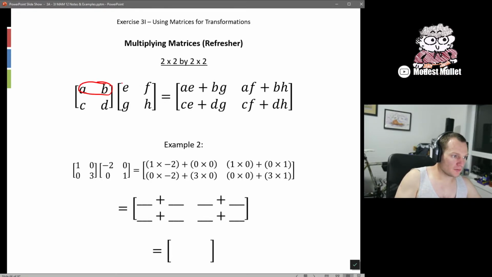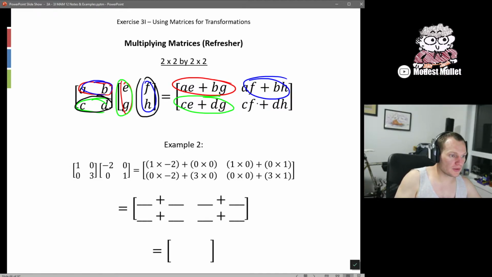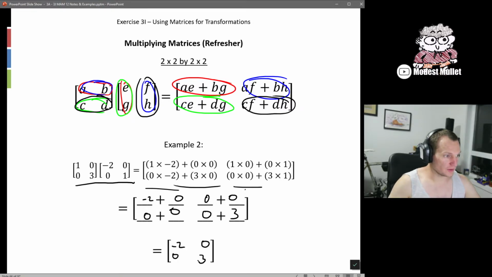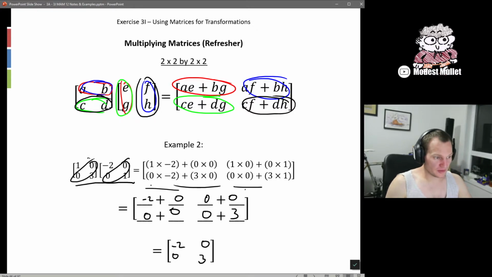Same thing: first row by first column gives us top left. First row by second column gives us top right. Second row by first column gives us bottom left. And then second row, second column gives us bottom right. So if we do this example here using these numbers, we get that and that, and then we just have to simplify. 1 by negative 2 is negative 2, 0 by 0 is 0, 1 by 0 is 0, plus 0 by 1 is 0, so 0 and 0. Same down here, we get 0 and 0, and here we get 0 and 3, so negative 2, 0, 0, 3 in that case. A little bit of an odd looking matrix, but that's the way it works out, partially because there are so many zeros in the original two matrices.